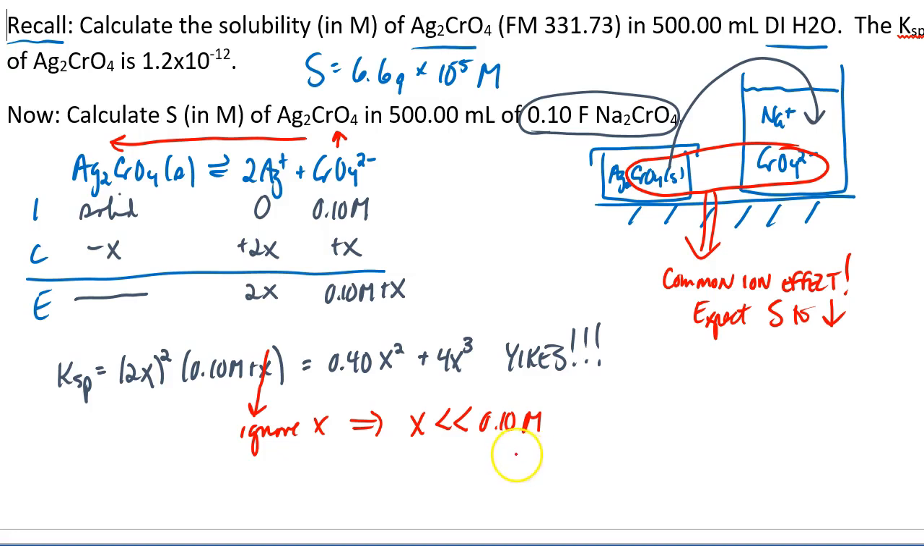That's because this equilibrium lies to the left. This is chromate coming from silver chromate, which isn't that soluble to begin with, and its solubility is going to decrease in the presence of the common ion. And this is chromate from the sodium chromate. So I have a feeling, and I think it's reasonable to assume that this X is going to be much less than 0.1 molar, and that really simplifies things.